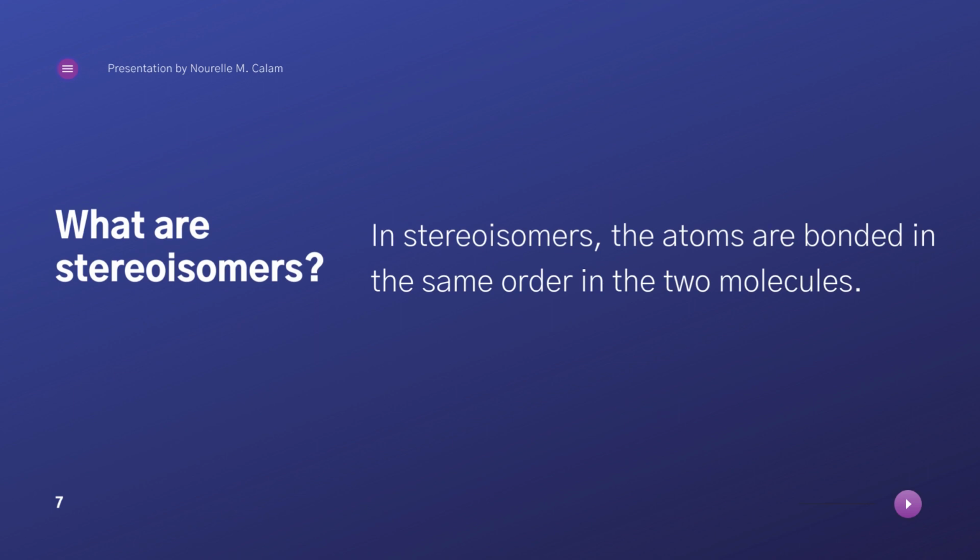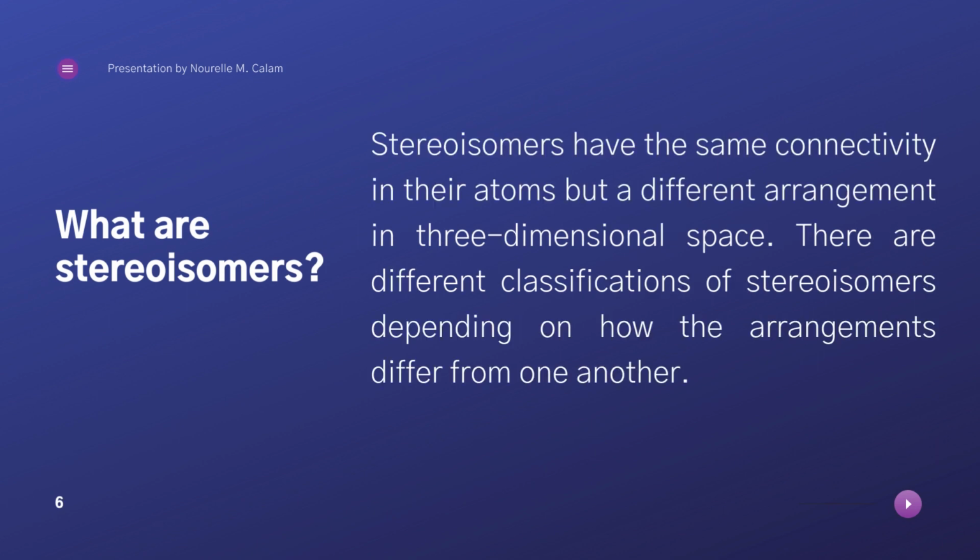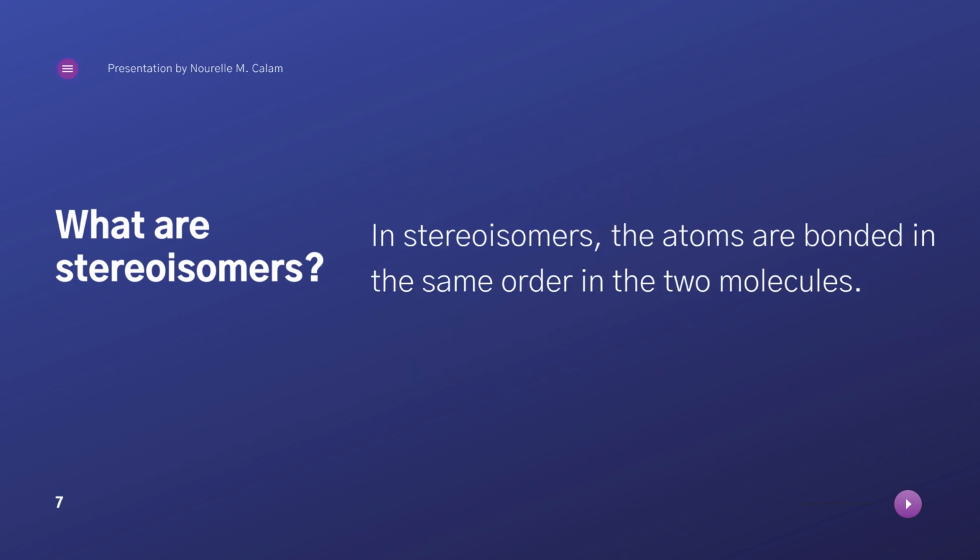Now, in stereoisomers, the atoms are bonded in the same order in the two molecules. So same ang order sa pagkalink sa atoms in the structure. However, ang position of the atoms in the three-dimensional space is different from one another. Later, you will be able to see that more through the visuals that I will be presenting to everybody.